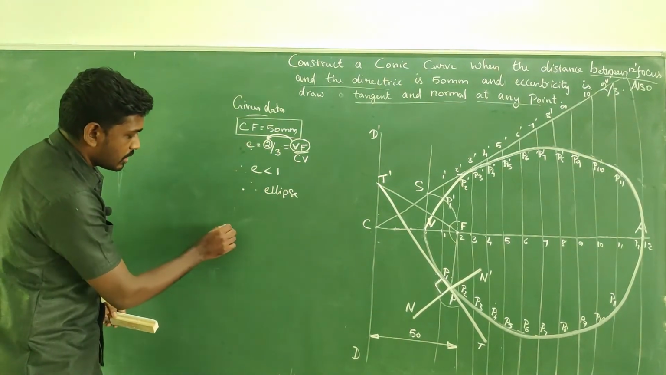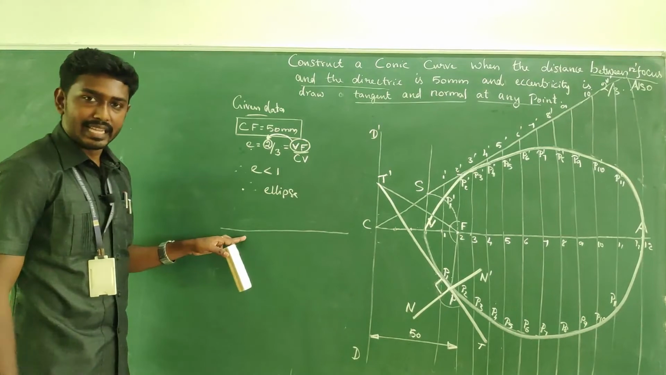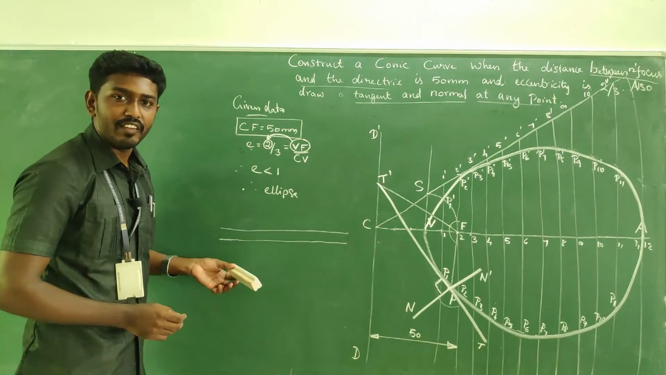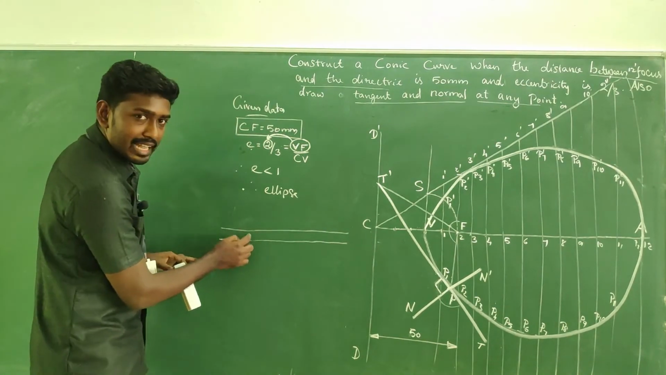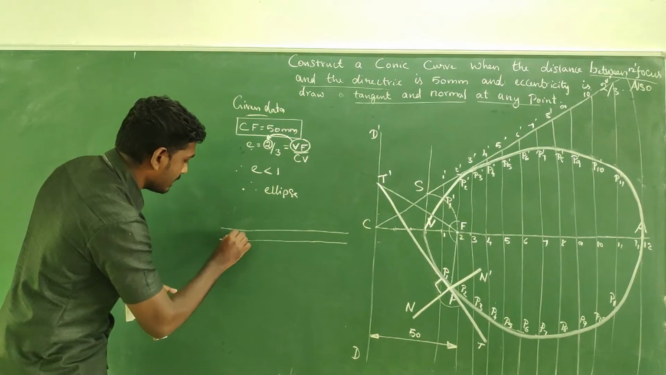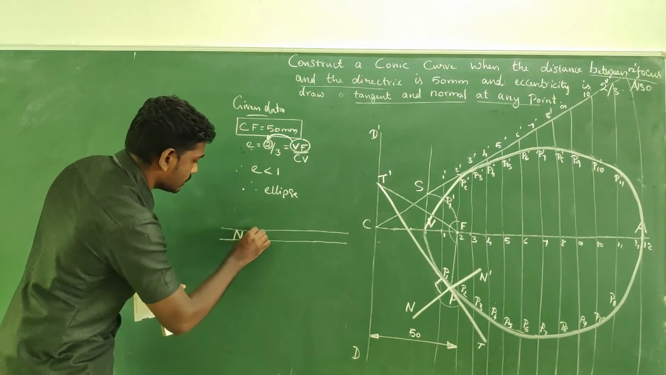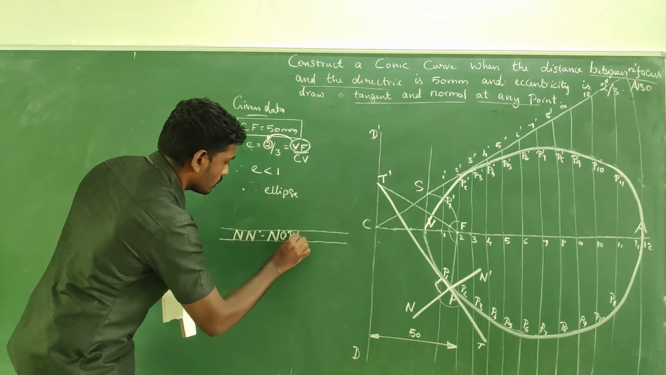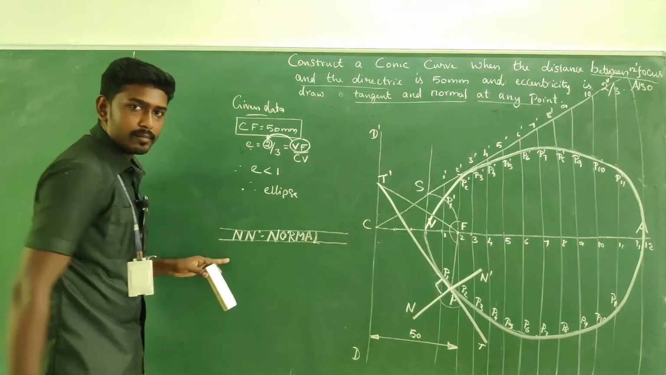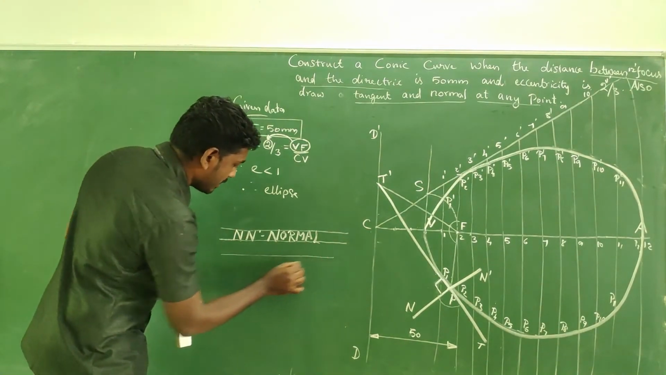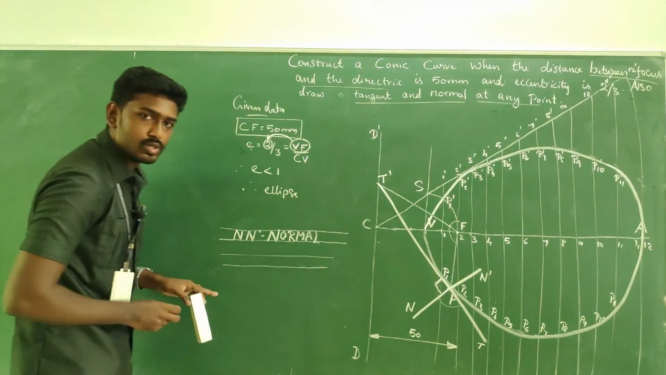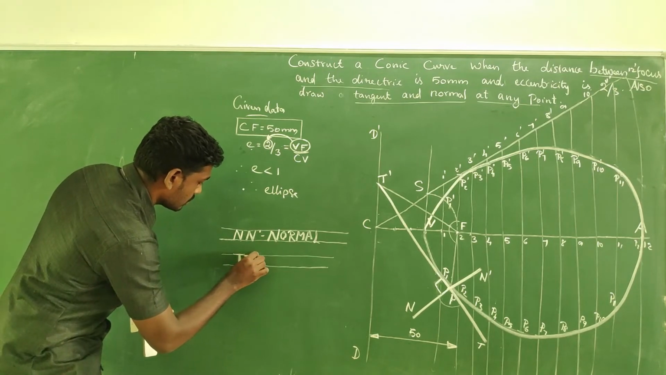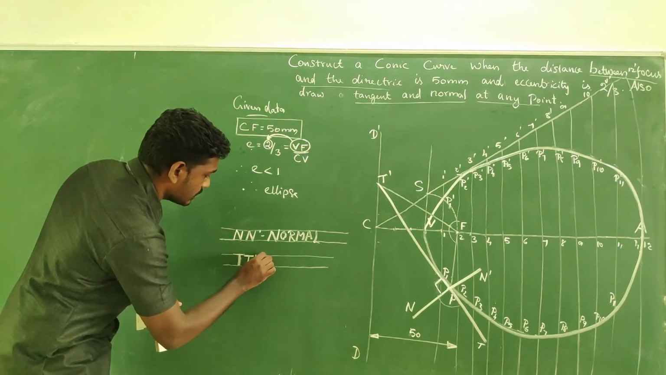So for that, take a guideline with 5 mm gap. You have to take a guideline with 5 mm gap and write N dash as normal, and again take a guideline and write T dash as tangent.